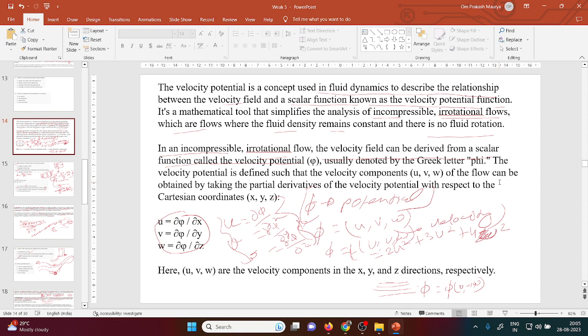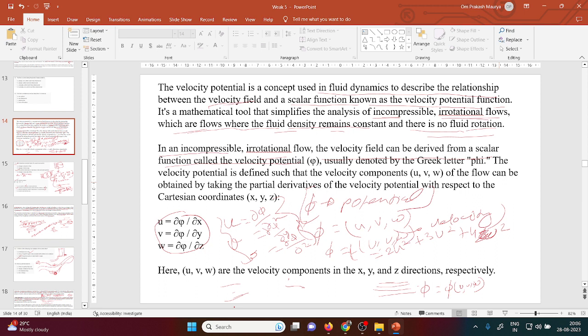Velocity potential is a concept used in fluid dynamics to describe the relationship between the velocity field and a scalar function known as the velocity potential function. Velocity field means x direction velocity, y direction velocity: whether in pipe flow your water is flowing in the x direction, that is 1D flow, or x and y directions, 2D flow, or 3D flow. In mathematics, it is a tool that simplifies the analysis of incompressible, irrotational flows, where the fluid density remains constant and there is no fluid rotation.